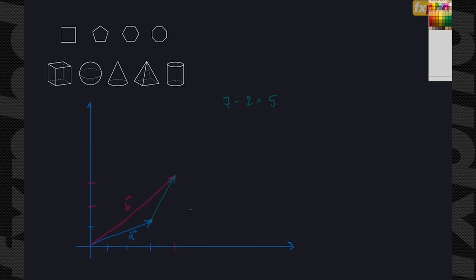Let's see what the numbers give. So I have 3, 1 here, and I have 4, 3 here. Subtracting these, 4, 3 minus 3, 1 gives 4 minus 3 is 1, 3 minus 1 is 2. So 1, 2. Well, this is not at all this vector, or is it?